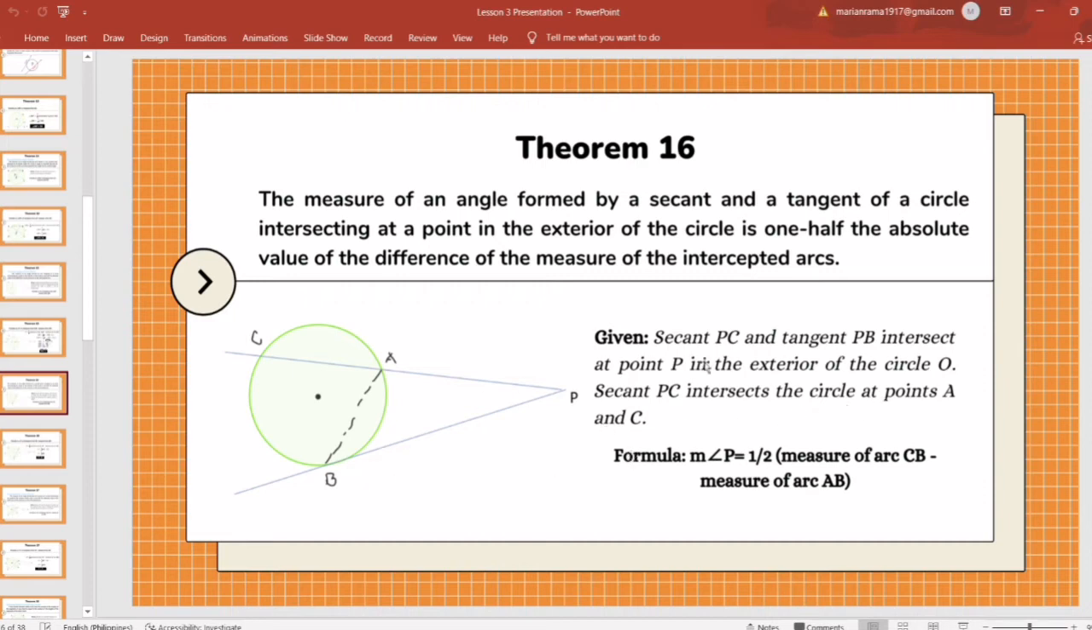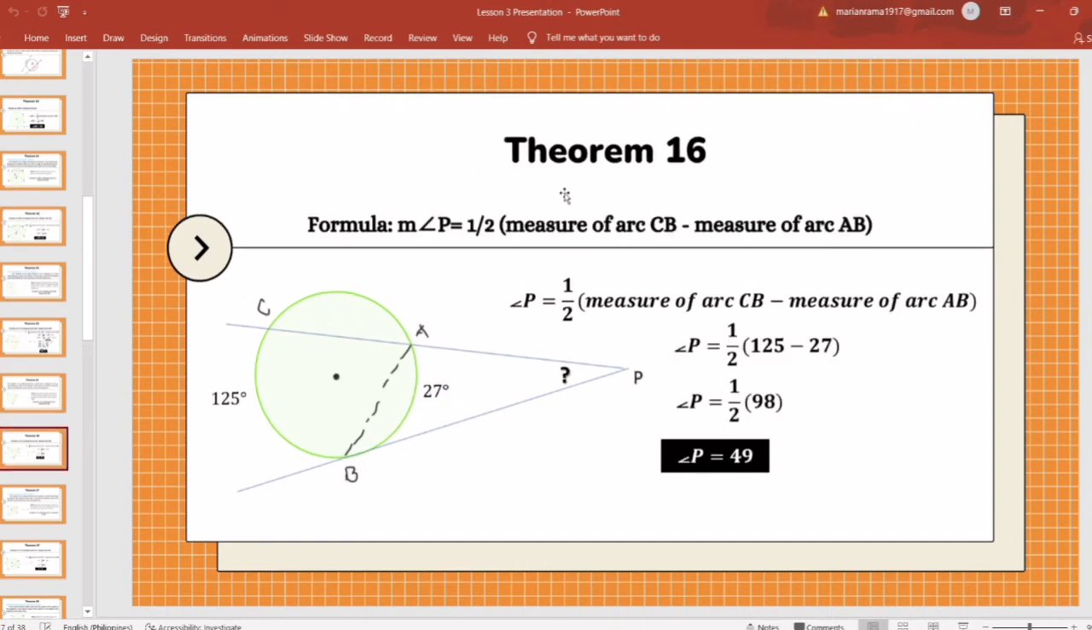So with that, let's have this formula: angle P equals 1/2 the measure of our arc CB minus the measure of our arc AB. Again, the intercepted angle is at a point in the exterior of our circle. Now let's have the formula and its example.